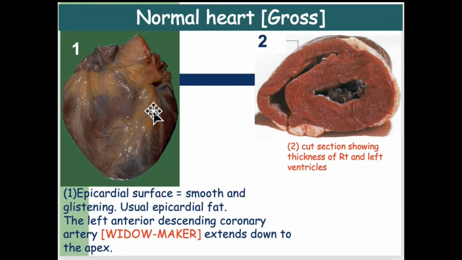Then on the anterior surface, this is the large coronary artery called the left anterior descending coronary artery. This is the normal artery. This is the largest artery supplying the heart. So whenever there's thrombosis or blockage of this artery, usually the patient dies. It's very sudden death because of the blockage of the artery.